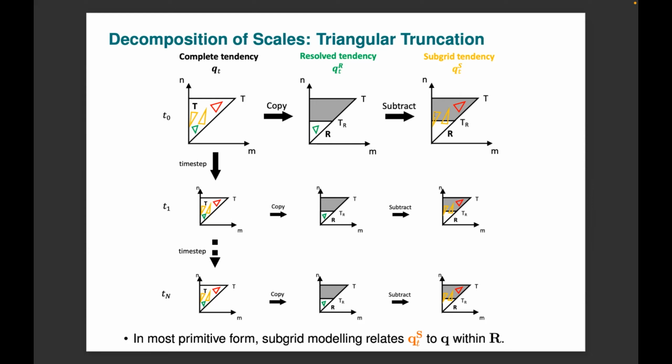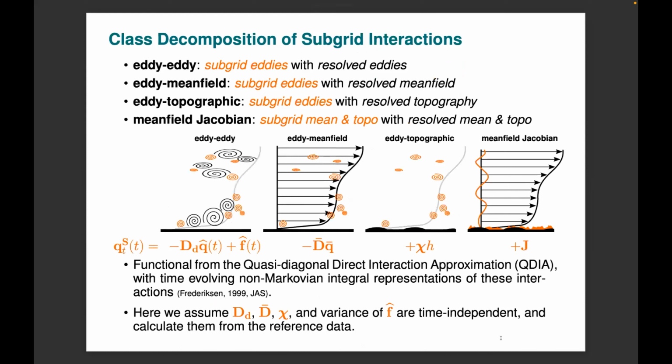So now that we've generated this database of time evolving subgrid tendencies and time resolving fields, in this most primitive form, one could consider the subgrid modeling task as being how to relate subgrid tendency to the field within the resolved large scales. So before we do that, we can further decompose these subgrid tendencies into each of its fundamental classes of interactions.